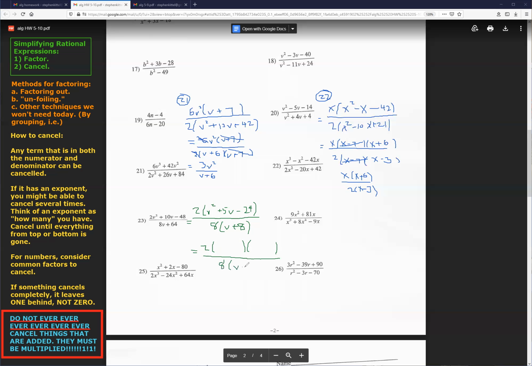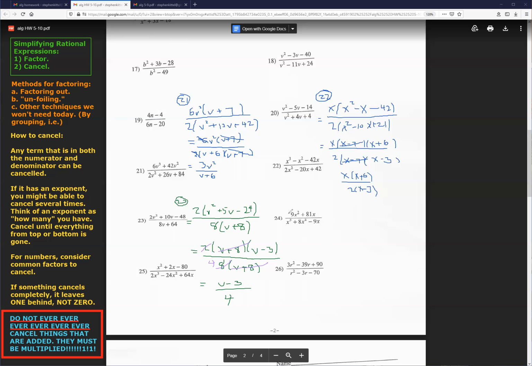So if you weren't sure how this was going to factor, you should anticipate that something's going to cancel, and not just this 2 with this 8. So this is going to be v plus 8 times v minus 3. And we're going to cancel a v plus 8 with a v plus 8. We'll cancel a 2 with an 8, which leaves a 4 behind. So this is equal to v minus 3 over 4. And that is the final result there.